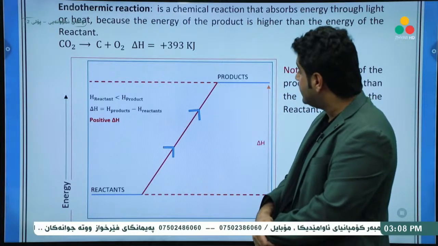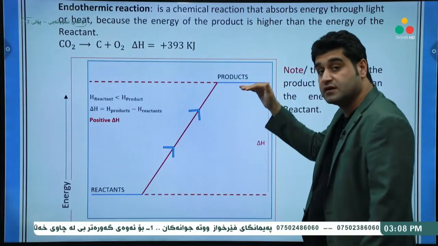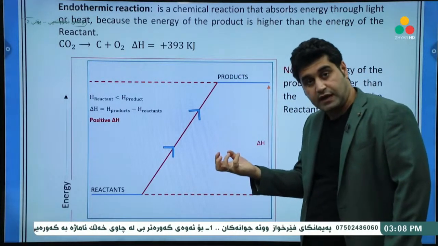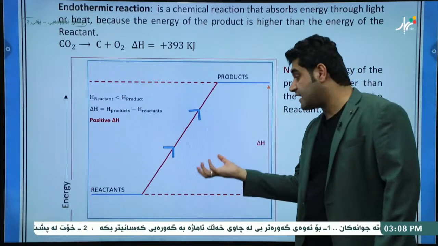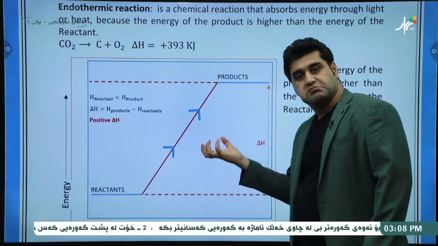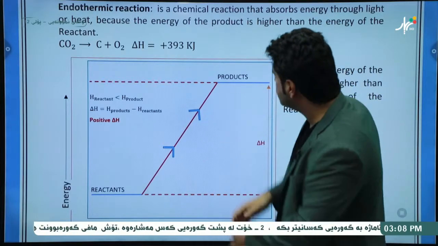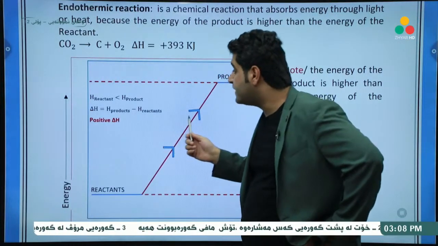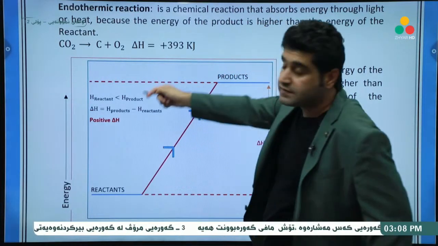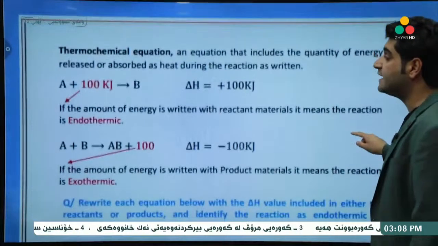Well, it looks like absorbed because now we are at the higher level. So we absorbed something. Well, I'm not talking about myself, I'm talking about the reactants. The reactants absorbed some energy to get the higher energy of the product. So there's a positive sign for delta H, it's endothermic. The energy of the product is higher than the energy of the reactants.